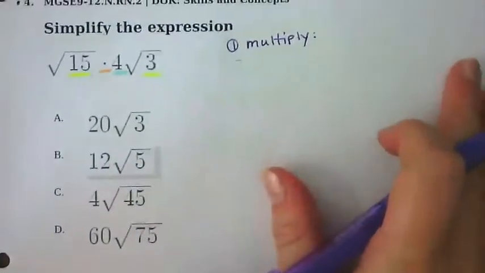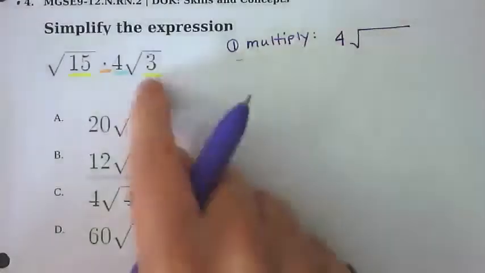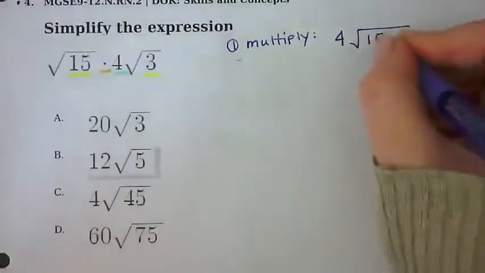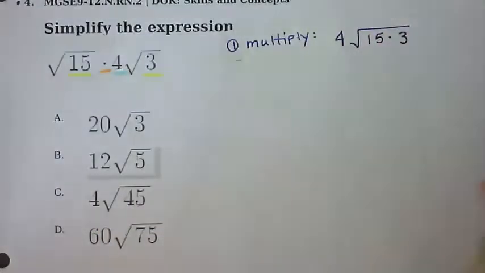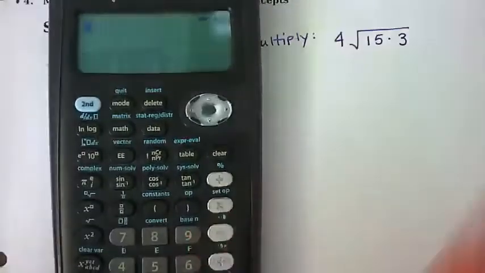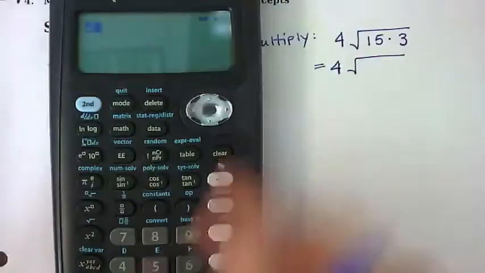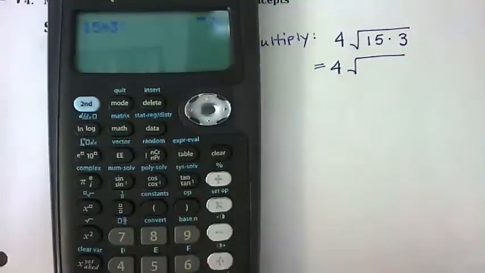So what would that look like? So multiplying that, you would have a 4 on the outside, and then under the radical, you would have 15 times 3. So then actually multiplying those together, you would have 4 square root 15 times 3 gives us 45.